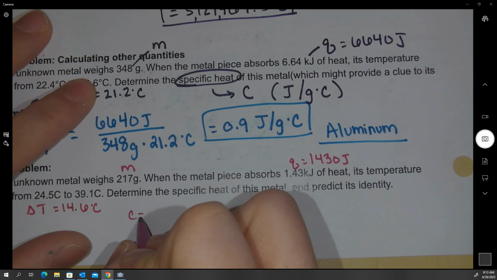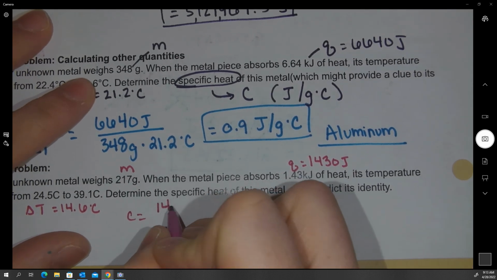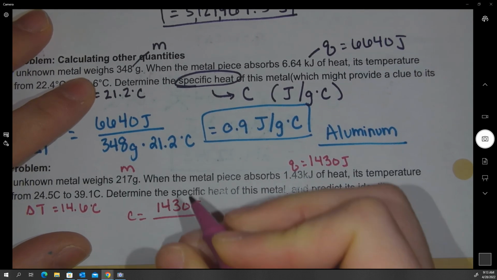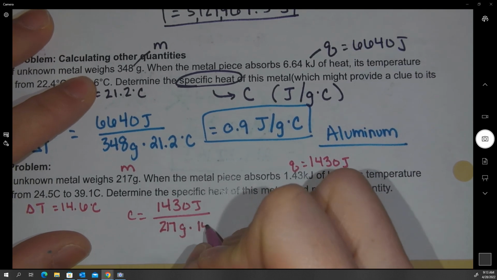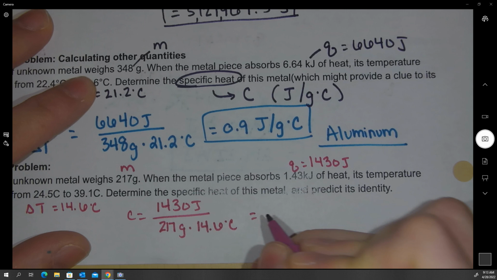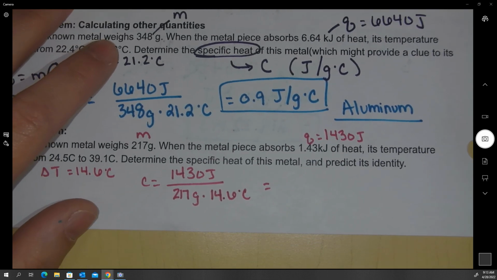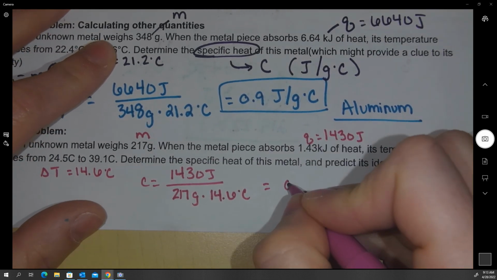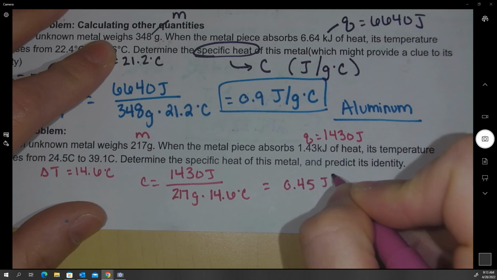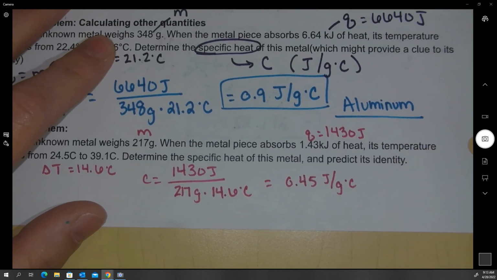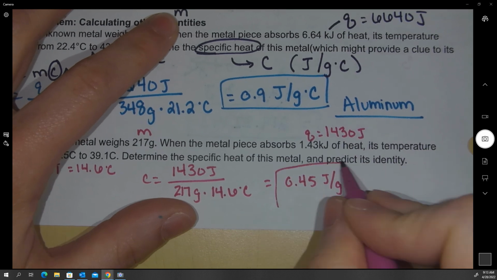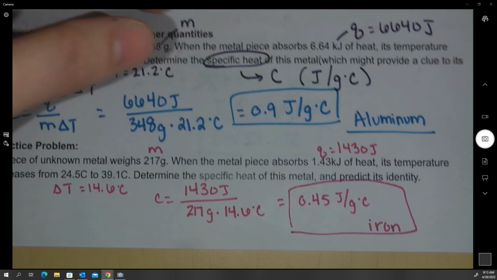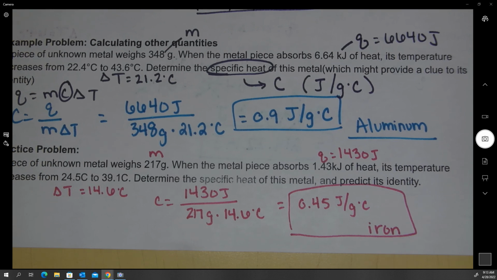So C is equal to Q, 1430 joules, over mass, 217 grams, times our change in temp, which is 14.6 degrees Celsius. Once you write that in, you should get an answer of 0.45 joules per gram degree Celsius. Since this is a metal, the thing that's closest to it was iron. Questions on this?